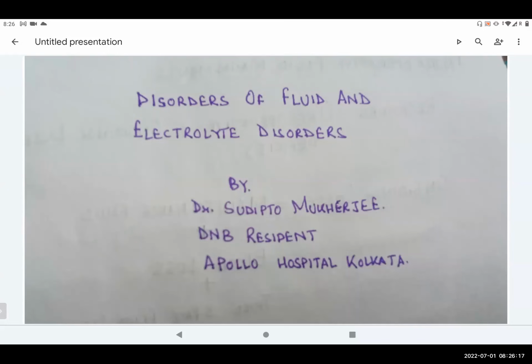Any other way? Any other way of calculating? One is that formula, the 4:2:1 formula. Any other way of calculating the total fluid requirement?